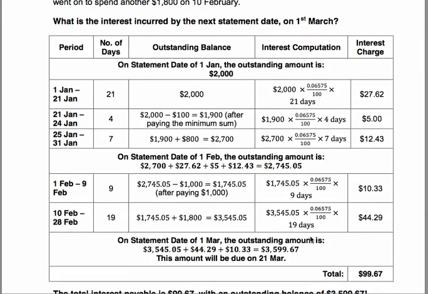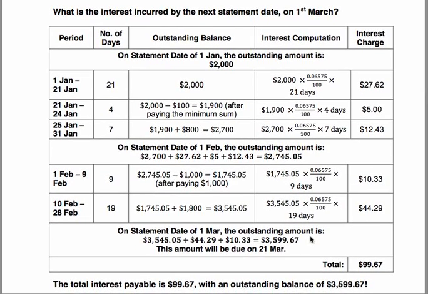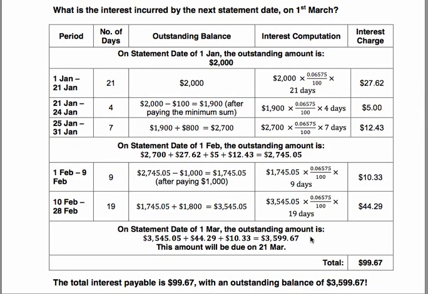Now this table will illustrate how much interest has been accumulated. On the left hand column we have the period, then we have the number of days, the outstanding balance, how the interest is computed, and the interest charged. Observe that from the 1st of January to the 21st of January, which is 21 days, she has an outstanding balance of $2,000.